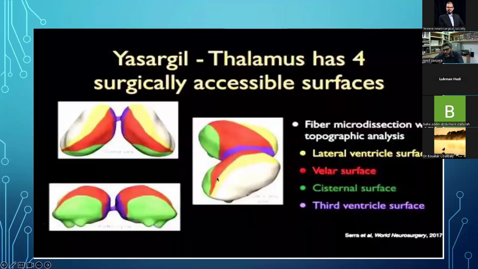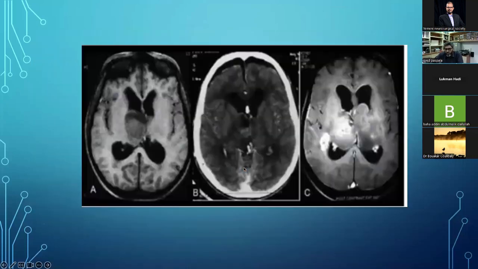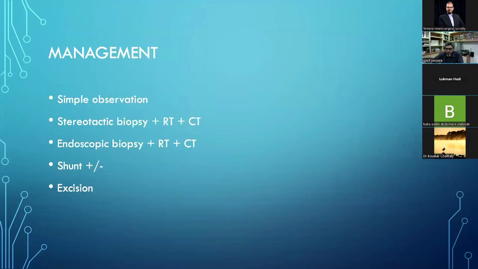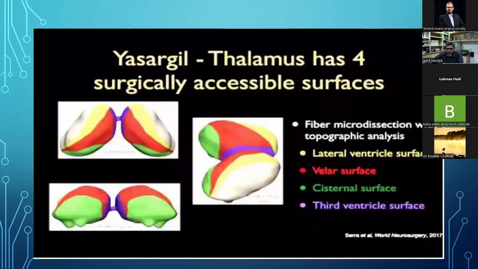And the velar surface is covered with the choroid plexus and the thalamostriate vein, all those structures here. And this is the walls of the third ventricle, and this one will be the exposed part of the thalamus in the lateral ventricle here. So these surfaces are important when we are trying to approach tumors in the thalamus.